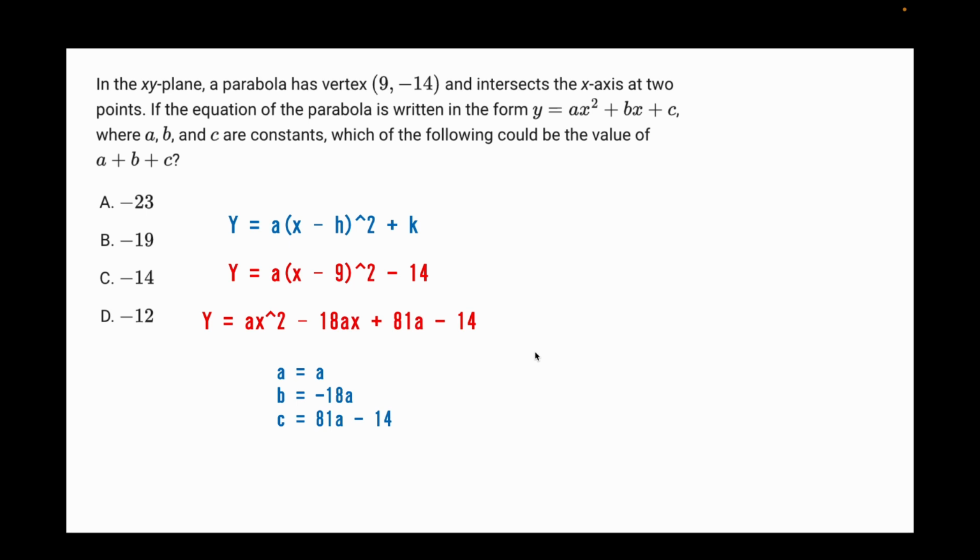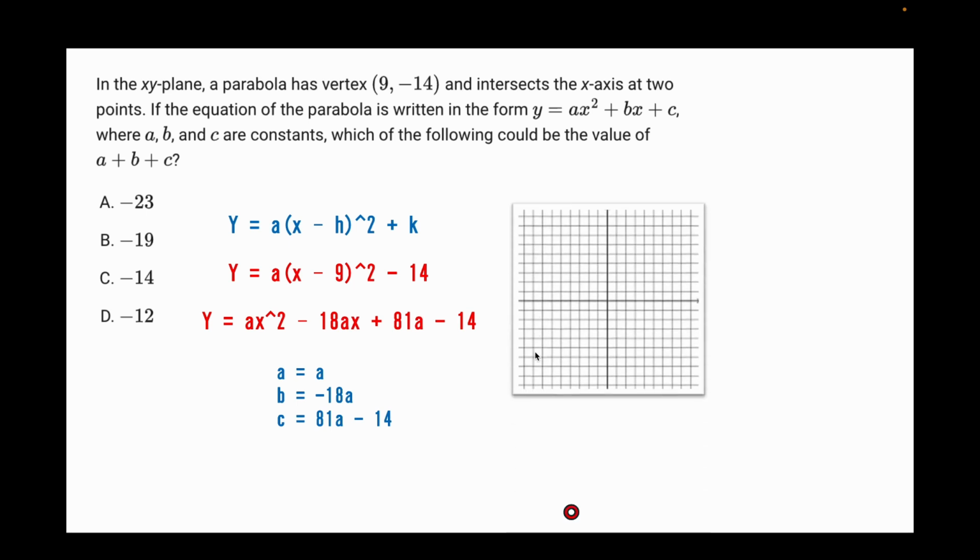So now let's graph this. When we graph this, we can put a point where our vertex is at (9, -14), and we can see our parabola is going to look something like this. This is important because it tells us that our a value is going to be positive.